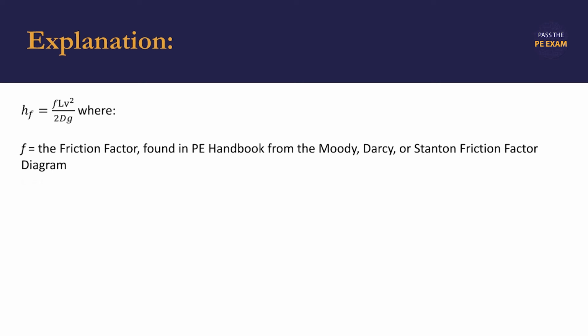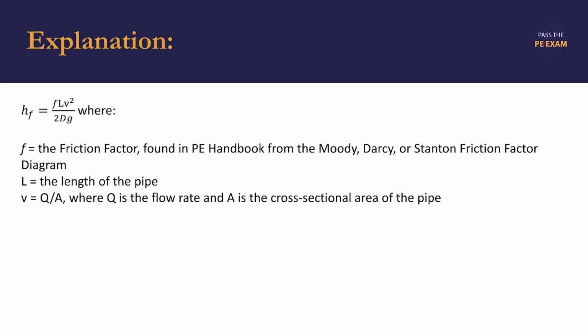As aforementioned, L is the length of the pipe, V is the velocity of the flow. We should understand this to be the volume flow rate divided by the cross-sectional area of the pipe. D is the diameter of the pipe. Note that in the Darcy-Weisbach equation, the units for this are in feet, not inches, so be very careful here. G is our gravitational constant, so make sure to use the correct constant for the units used in this problem.